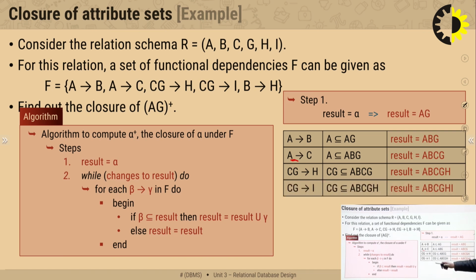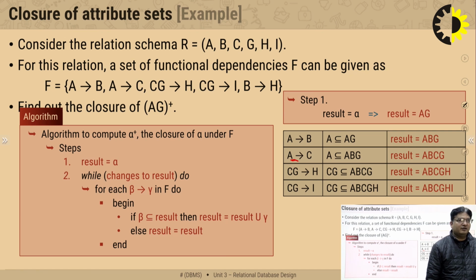Now CG determines I. Now this CG is a subset of the result ABCGH. Therefore, the new result will be ABCGH union I, that is result equal to ABCGHI. Now the closure of AG consists of all the attributes. So we can say that AG is the candidate key for the relation, since it consists of all the attributes.